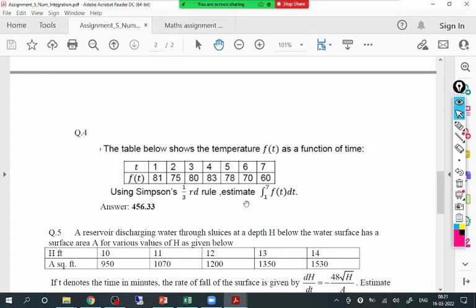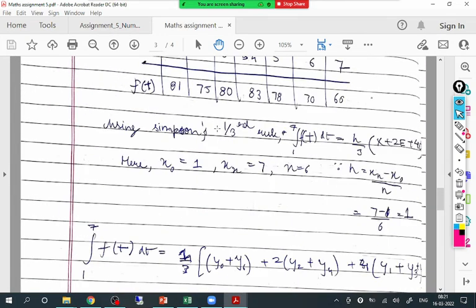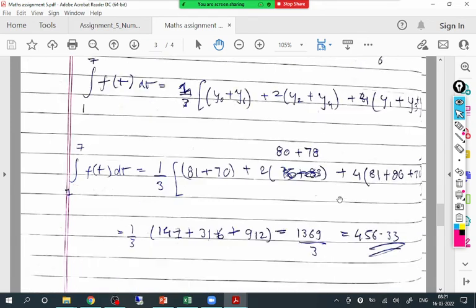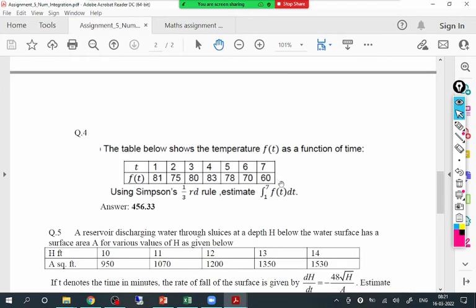So you are given a temperature function and we want integration of that temperature function, integral f of t dt from 1 to 7. Again a straightforward direct question. So question number 4 is also integral f t dt. Use the formula of the one-third rule, substitute values, and the answer is 456 unit. You can just say unit, we don't know what it exactly represents. Integration of temperature, what physical quantity it represents, we don't have an idea, so just say 456 unit or square unit.